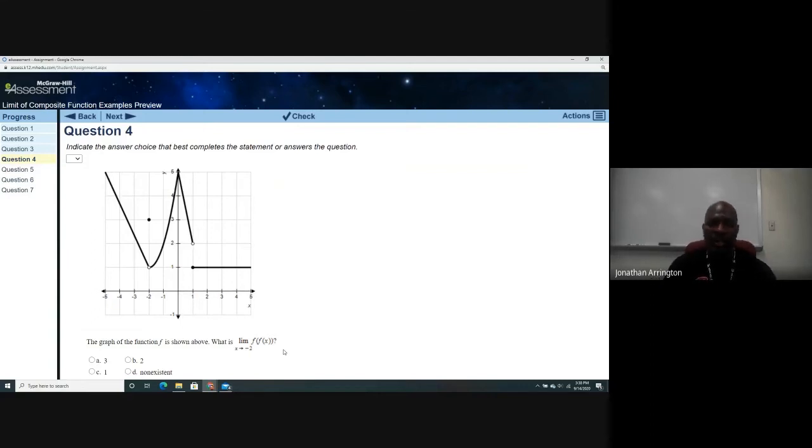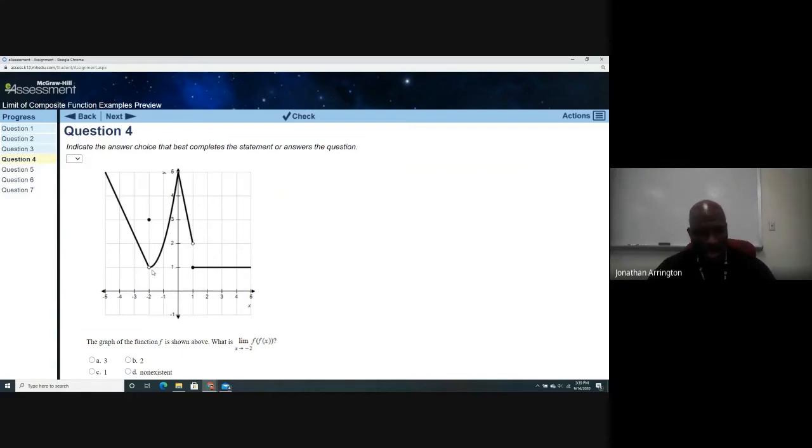So we'll do it the same way. It's just that the inside function and the outside function happen to be the same function. Neat, isn't it? All right, so let's first find the limit of the inside function, which is the limit of f of x as x goes to -2. So here is -2 there. The limit of f of x as x goes to -2 is 1.